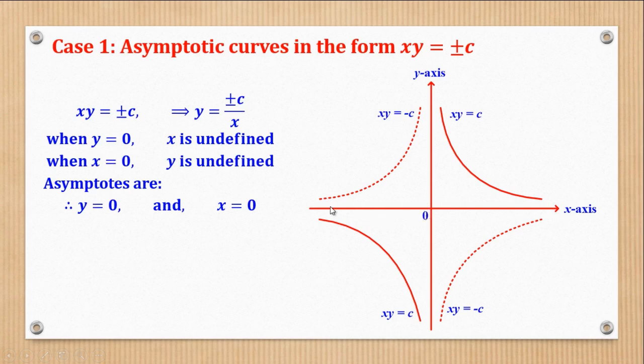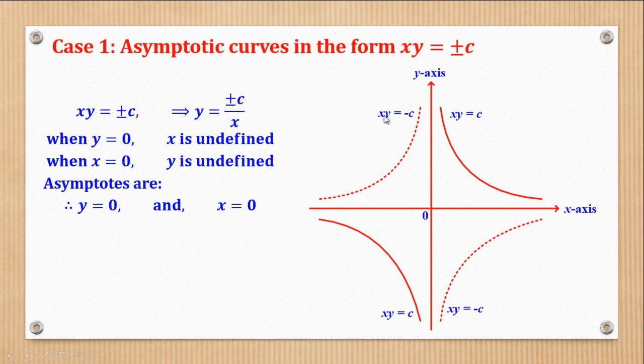For negative values of x, when I put negative 1 here, I'll come up with y equal to negative c. Therefore, for negative values of x, the curve is below the horizontal asymptote. So that is how they sketch curves for positive constants. So xy equal to positive c will be this and this. I think we realize that the curve does not touch this vertical asymptote and also does not touch this horizontal asymptote.